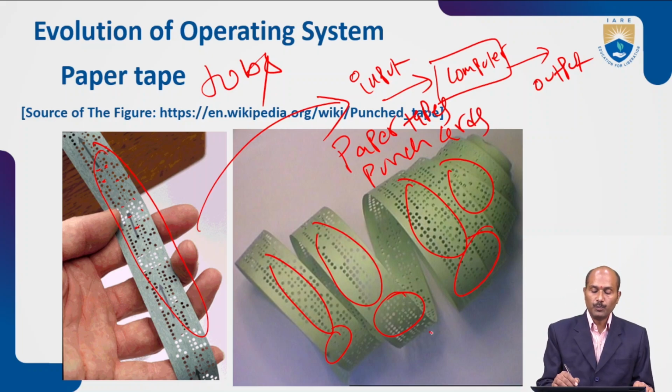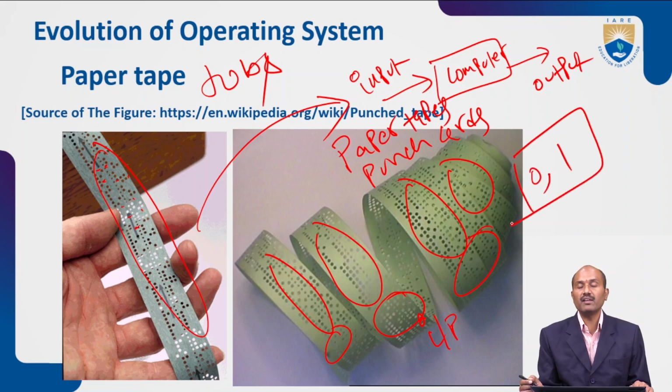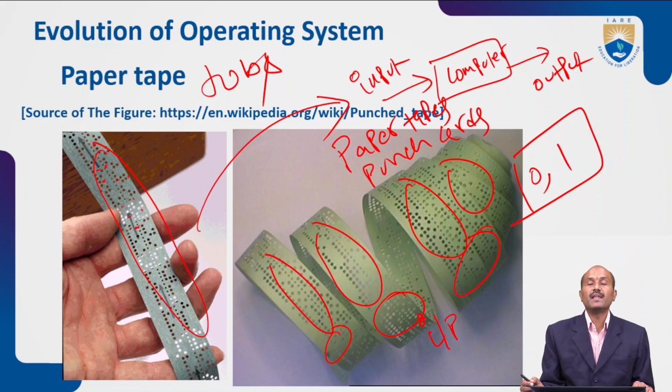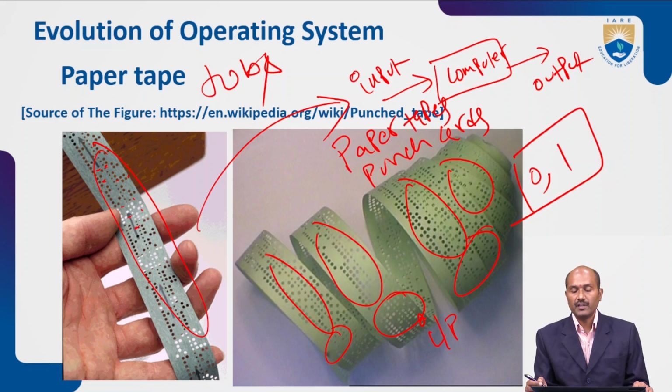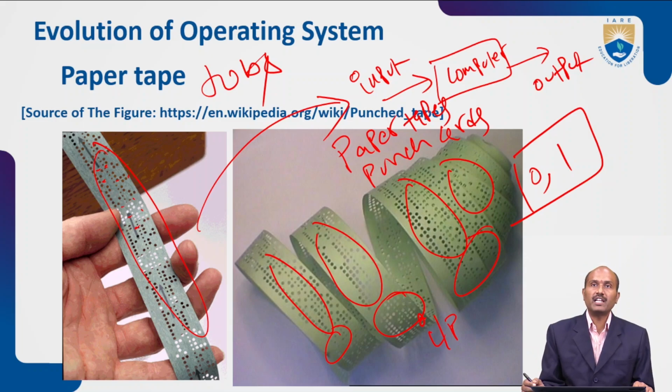In the punch cards, we set the input as holes. These holes represent zeros and ones in the form of binary digits. If there is a hole, it may be 0; if there is no hole, it is represented as 1. Like that, they are marked in the paper tapes. Paper tapes and punch cards are the same; either one is taken as input.